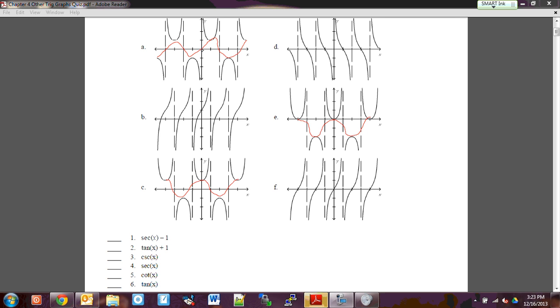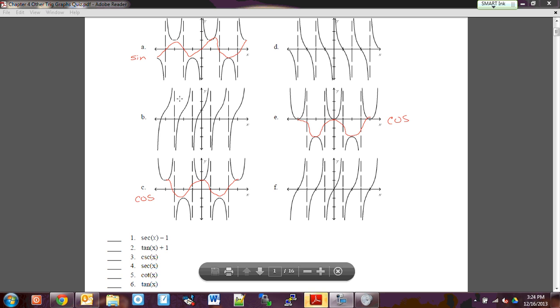So here it goes through 0, 0. So we know that the red graph I drew in is a sine graph. Here, if this was shifted up, it would start at 1, 0. So we know that what I drew in is a cosine graph. And then on letter C down here, it's the same thing. We know that this is a cosine graph.